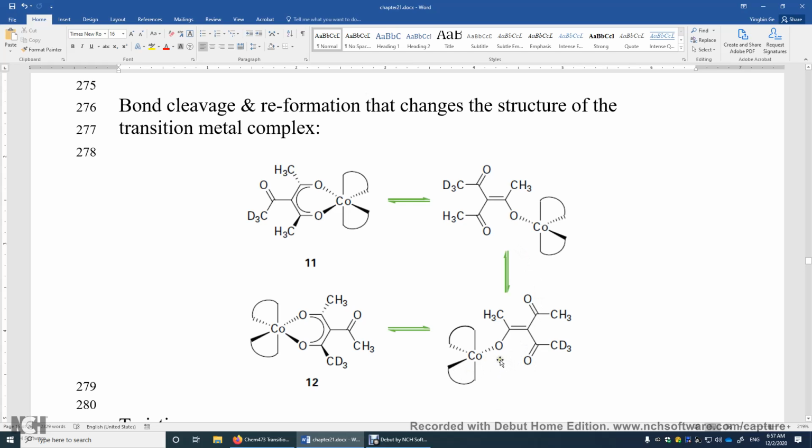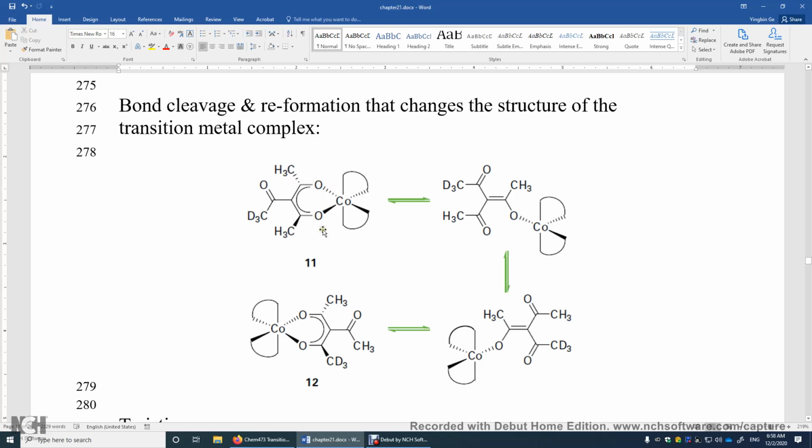Okay, now it's possible for this oxygen as a sigma electron donor to form a bond with this cobalt transition metal center. So the bond is formed. So this is called a bond cleavage here, and a bond reformation here. All right, bond cleavage and reformation. And now you have a different structure over here.